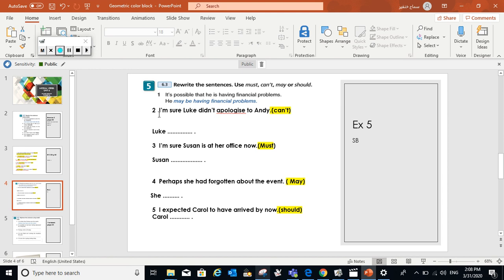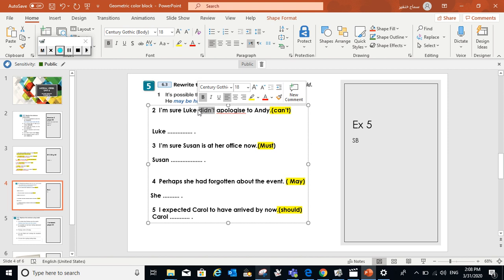Now look at number 2 and please try to concentrate with me. Try to focus because this one is a bit tricky. So I am sure Luke didn't apologize to Andy. So my sentence here is in the past. I am sure that something didn't happen. Okay, so when you want to say that you are certain, you are 100% sure that something didn't happen or was impossible to happen, you will follow this rule.